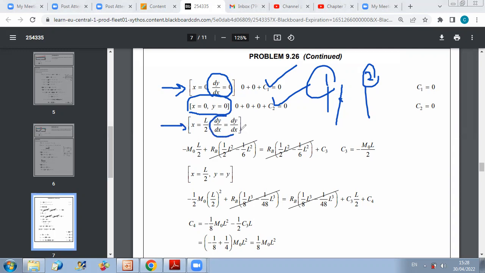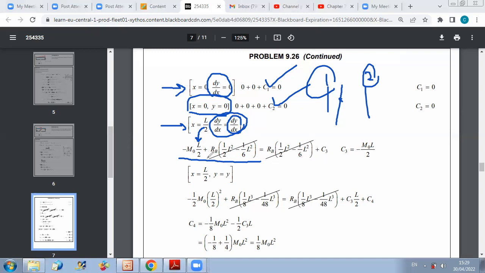first continuity of slope. So I go back to the slope equation, dy by dx of section 1. I just have to replace x by L over 2. So I get minus M0 times L over 2 plus RB times (half L squared minus 1 over 6 L squared) equals, for the second equation of dy by dx, where I replace x also by L over 2, RB times (half L squared minus 1 over 6 L squared) plus C3.